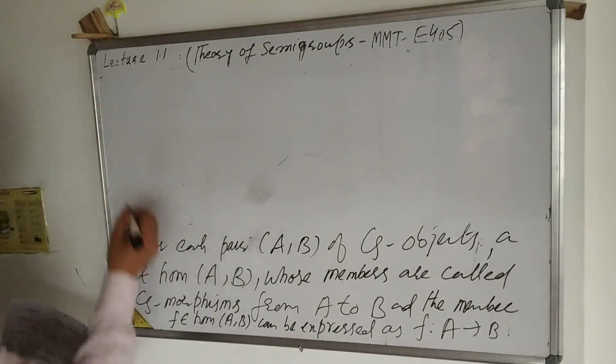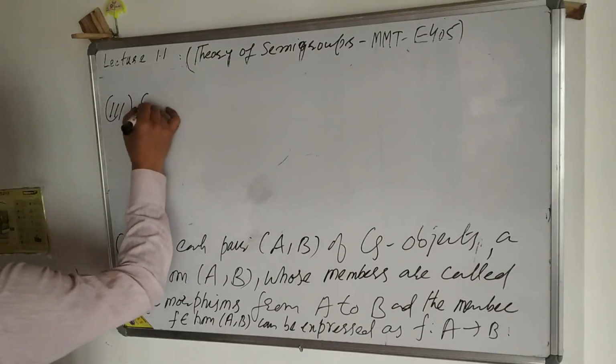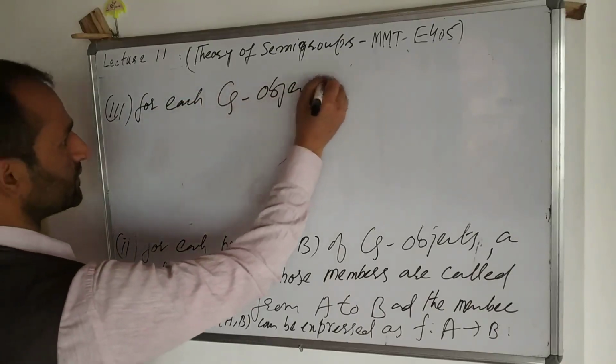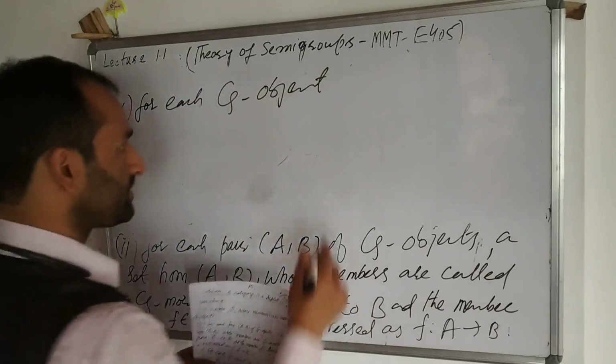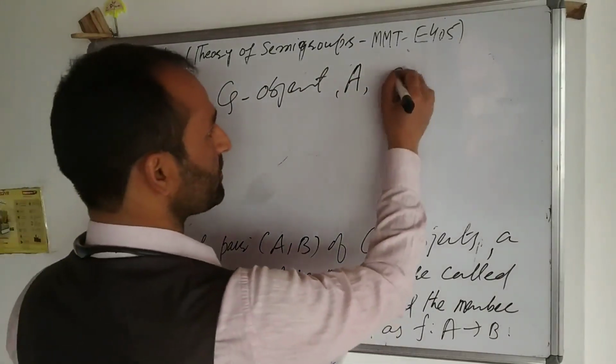And now the third property, identity. For each C object A, A is a C object.